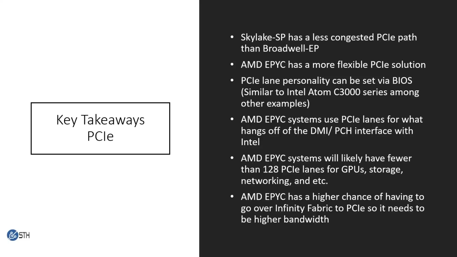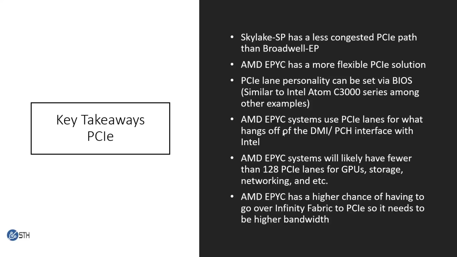So let's get to a few key takeaways that you can bring to your colleagues. A couple big ones here. Intel's new Skylake mesh architecture gives them less congestion in terms of PCIe because there are more hops, and therefore they're actually getting more effective bandwidth out of it. AMD EPYC's PCIe solution is far and away something that we prefer. It's more flexible. We really like it. That PCIe solution can actually be set via the BIOS, similar to what we saw with our Intel Atom C3000 series, among other examples, where you can change a PCIe lane personality from PCIe to SATA, as an example.